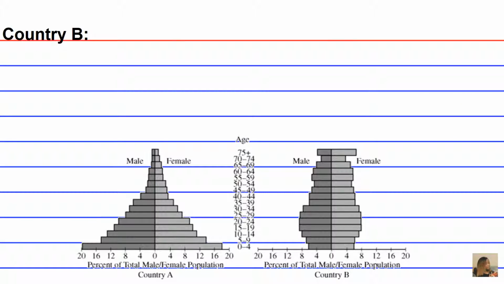Okay, as for country B, what stage is country B in along the phases of demographic transition? I'll give you a moment to gather your thoughts and write out an answer, which I highly recommend. Make sure your answer is concise and correct, or correct as possible if you don't know the full details of what the implications of this population pyramid are, okay?